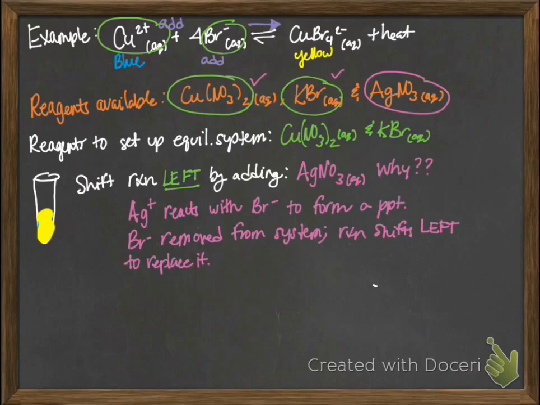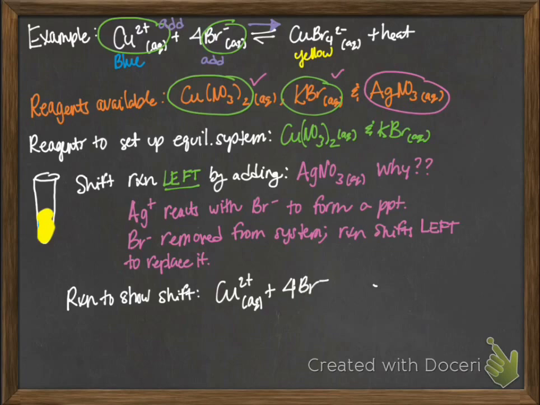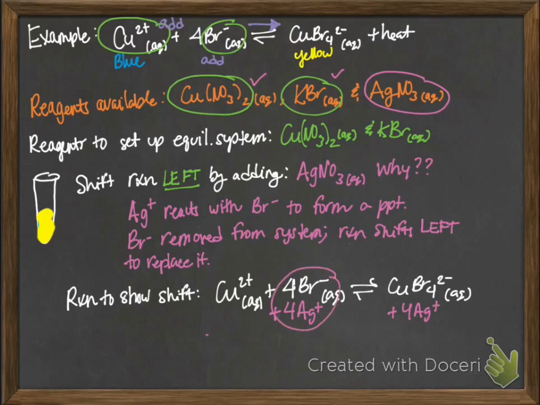So the reaction is going to shift to the left to replace that bromide that was removed by the reaction with silver. So if we want to write the reaction to show this shift, it's going to be a little more complicated than last time because we actually have some new chemistry going on. So I'm going to start with our equilibrium, or a reversible reaction, our copper 2 and our 4 bromides forming our yellow complex ion. So that's what we're starting with. And then we added silver. So I have to add silver to both sides of the reaction. And I'm going to add 4 moles of silver to both sides because I have 4 bromides. So it's a 1-to-1 ratio of silver plus 1 to bromide minus 1. So that actually forms our silver bromide.